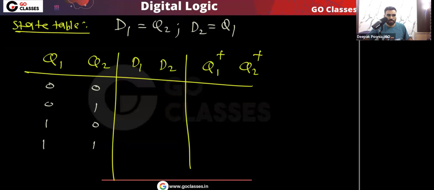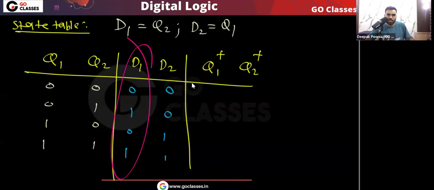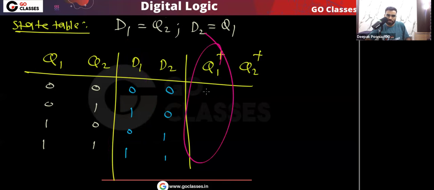Very simple: d1 is the same as q2. This d1 column will be the same as the q2 column, so it will be 0, 1, 0, 1. d2 is the same as q1, so this d2 column will be 0, 0, 1, 1. And we already know that in the D flip-flop the next state is the same as the D input. So q1 plus is the same as d1 and q2 plus is the same as d2. Simple.